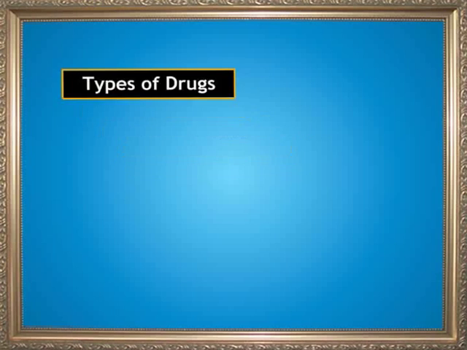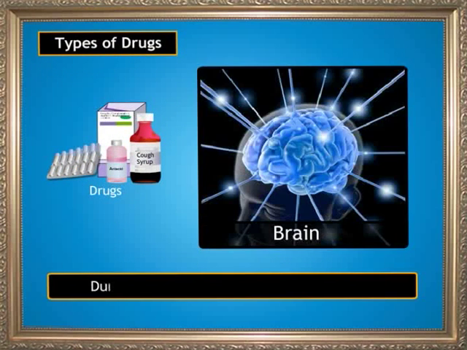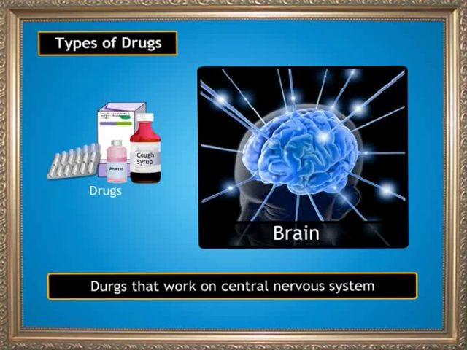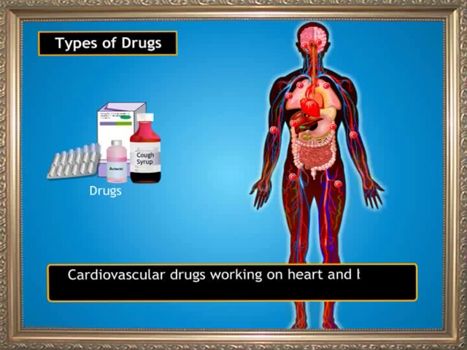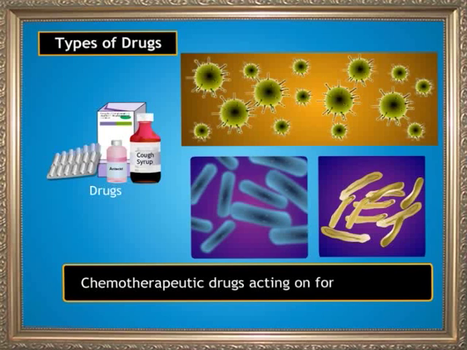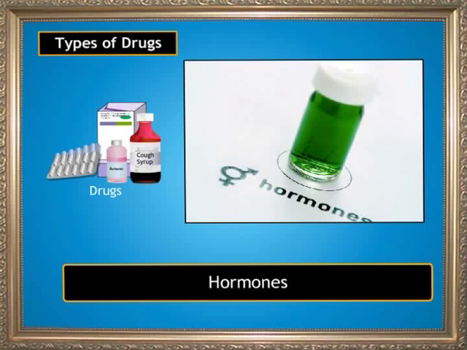In a broader perspective, all drugs are categorized into 6 important types. 1. Drugs that work on the central nervous system. 2. Drugs working on the peripheral nervous system. 3. Cardiovascular drugs working on heart and blood circulation. 4. Chemotherapeutic drugs acting on foreign bodies. 5. Vitamins such as A, B, C, D, E or K. And 6. Hormones. Based on the need and the kind of disease, these drugs are manufactured for prevention or cure of related diseases.